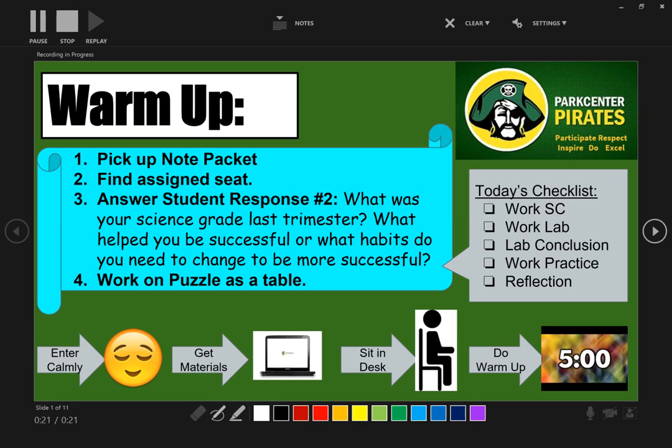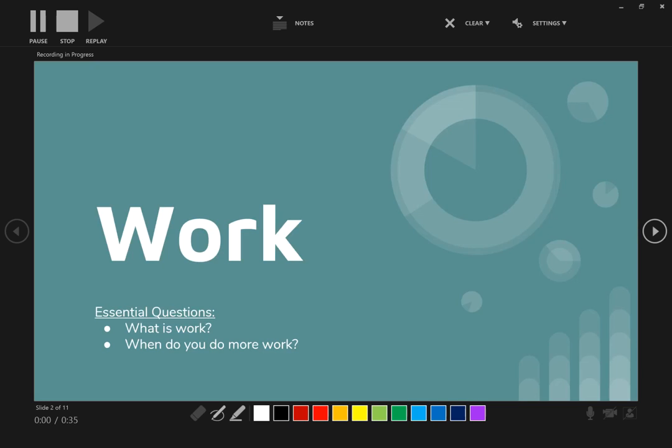Today's checklist: you should watch the work screencast, complete the work lab, complete the lab conclusion on Schoology, and then work on the work practice on Schoology as well. Remember that you have unlimited attempts at that. And then when the yellow screen comes on, don't forget to complete today's reflection.